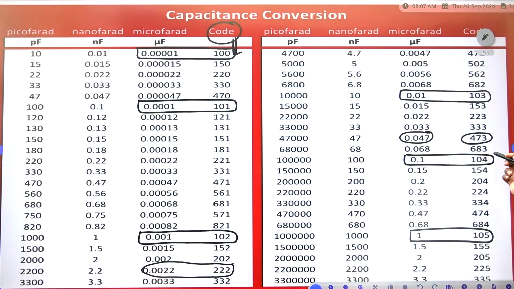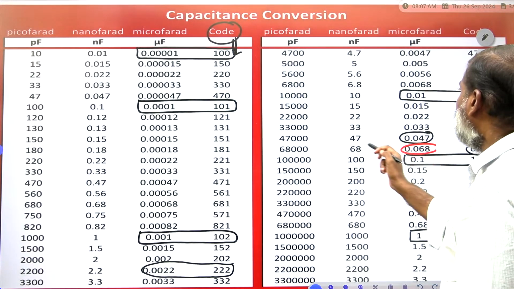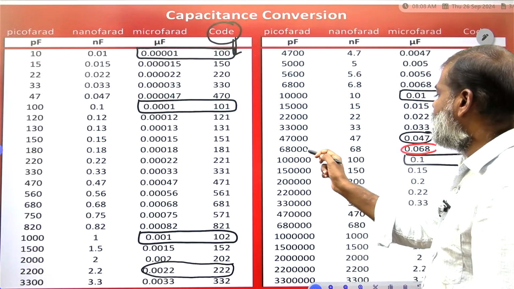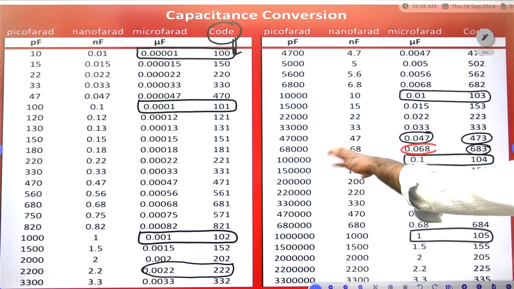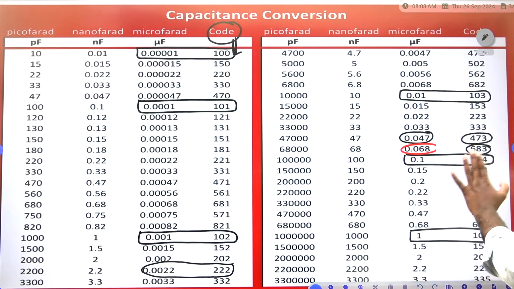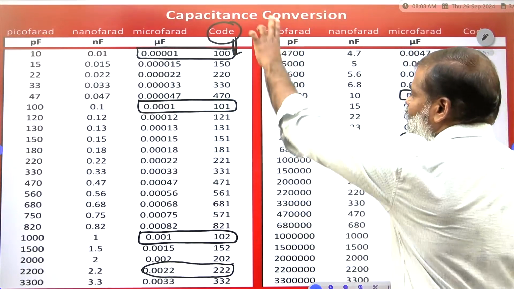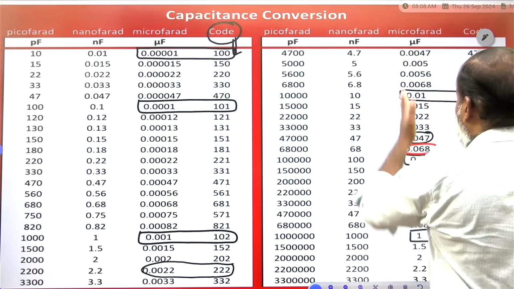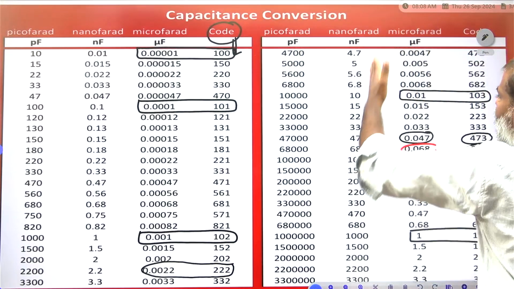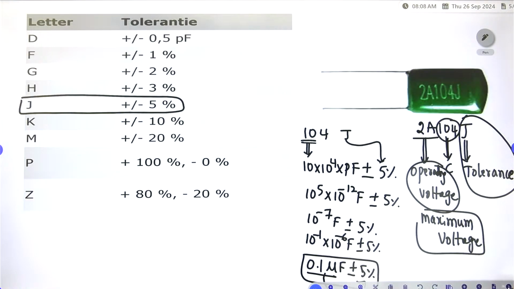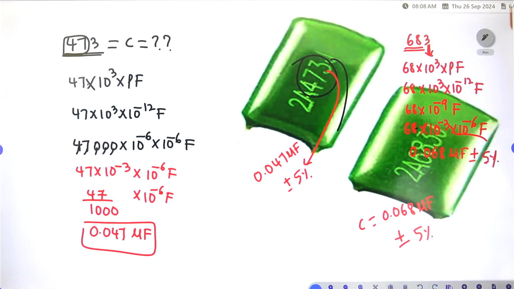That's why I am giving all these things. 683 is 0.068 microfarad. You take the nano, 68 nano. If you want to take the pico, 68,000 picofarad. Like that you have to calculate. You see this chart and practice all the terms in terms of the micro, in terms of the nano, in terms of the pico. Clear? So this is the way you have to express the thing.